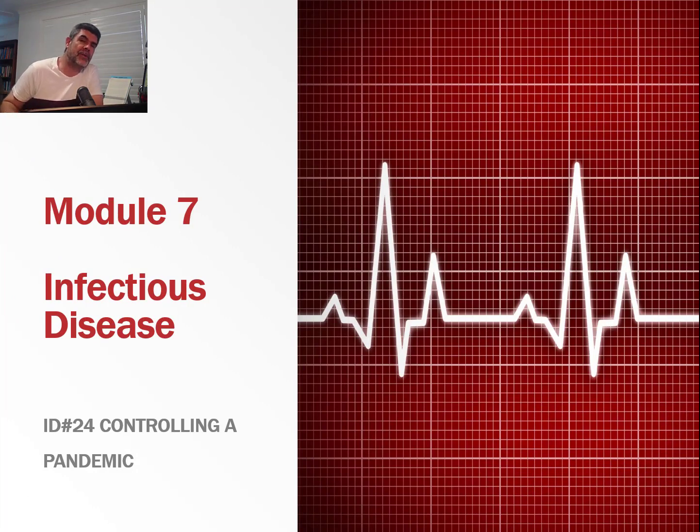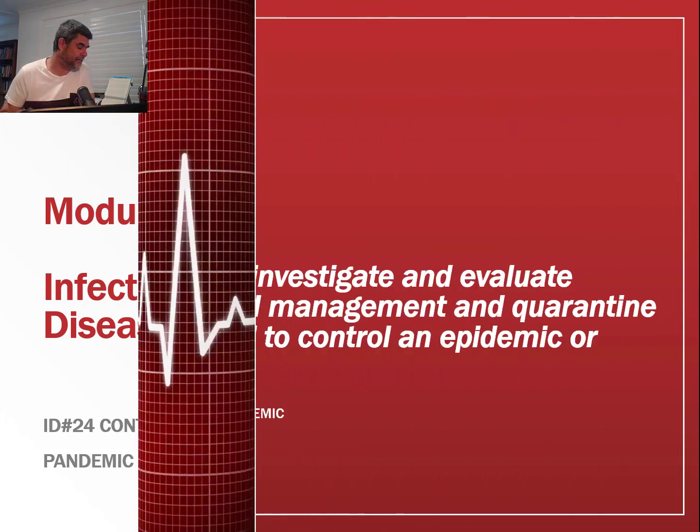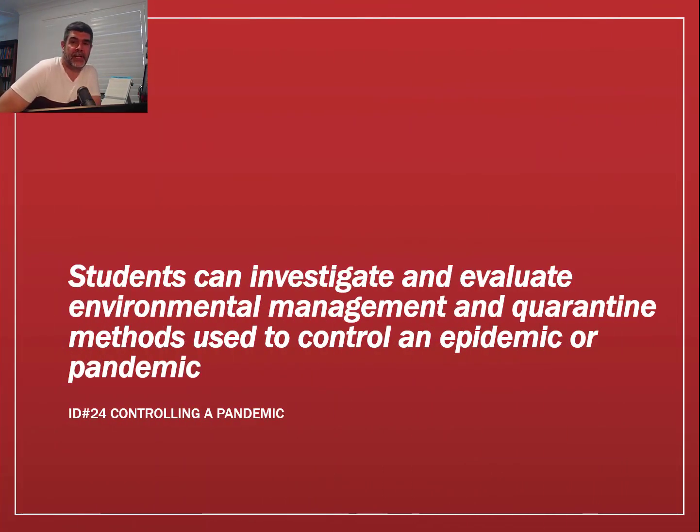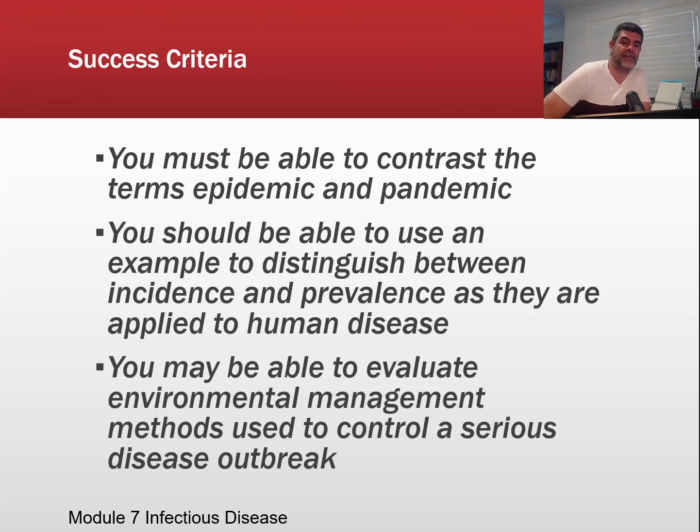We're going to introduce a few more terms associated with the study of disease and talk a little bit about controlling a pandemic. So what you need to be able to do in this particular outcome is to investigate and evaluate environmental management and quarantine methods used to control an epidemic or a pandemic. So we're going to make sure that we understand the difference in the scale of each of these terms.